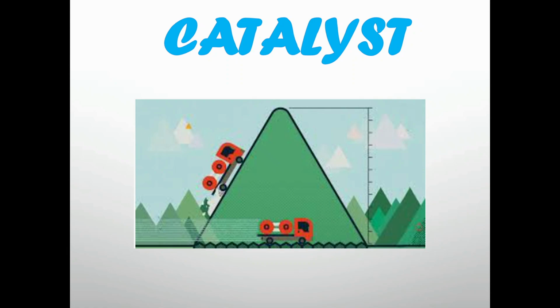Catalysts work exactly the way the picture shows. The hill represents the activation energy, and that truck has to get up over that hill and over the activation energy. But the catalyst is, let's drill a tunnel through the mountain. Let's find a way to avoid that activation energy.